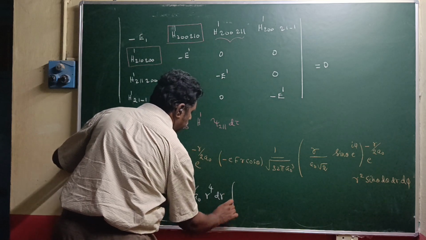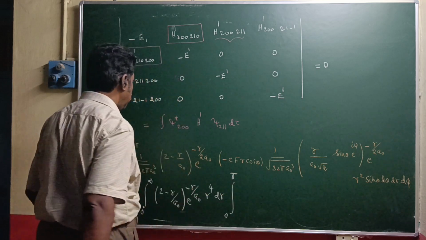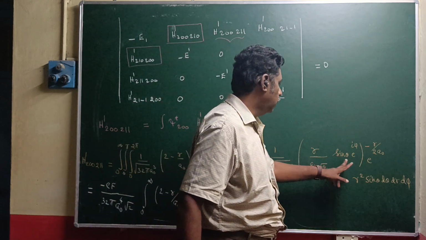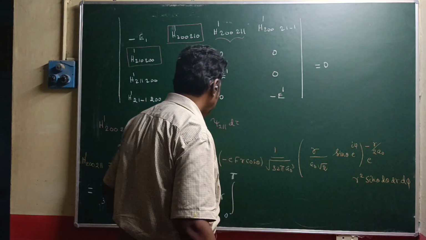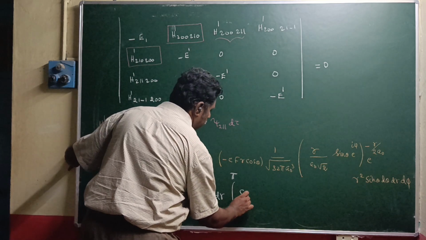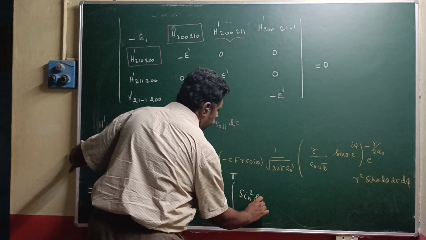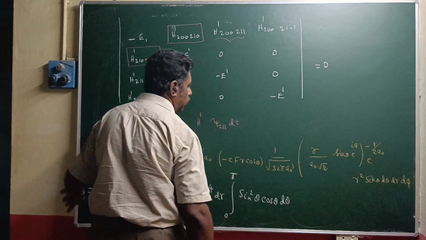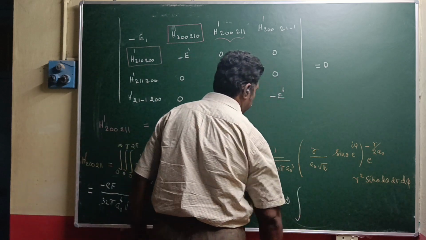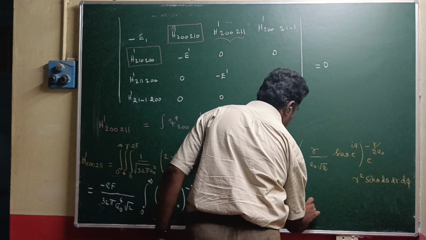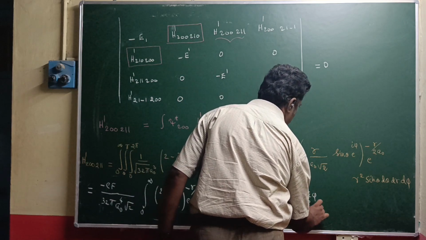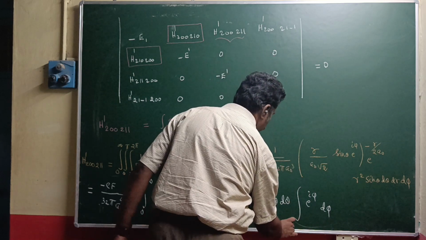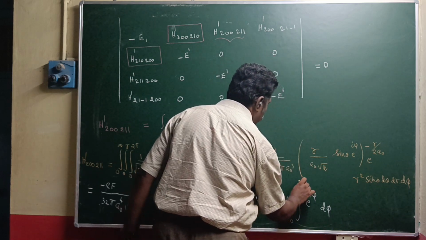Next align the theta terms, 0 to pi: cos theta, sin theta, sin theta. So sin square theta cos theta, sin square theta cos theta d theta. Next align the phi terms: e power i phi into d phi, limit varying from 0 to 2 pi.